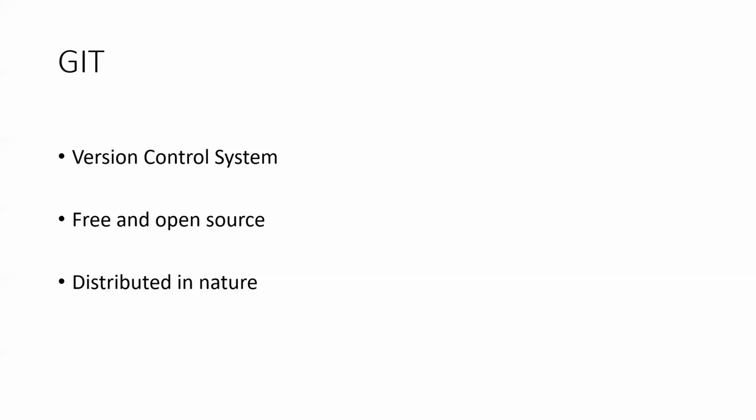It's not only Git actually. A code base repository or version control system is a mandatory one. Maybe a particular application is not using Git, it's using a different code base repository, a different version control system. That is possible. But Git, we can see, is the most popular one in the market. It's free and open source, and it's distributed in nature.